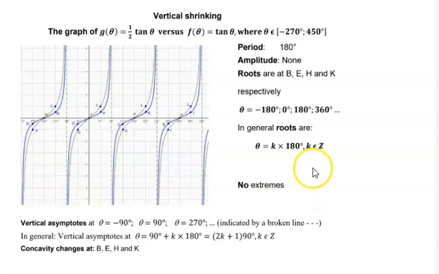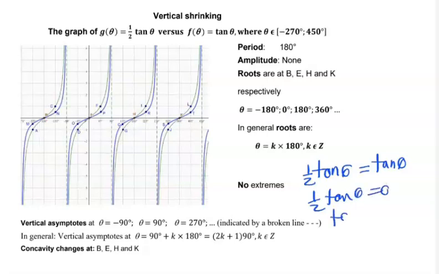I just want to quickly show you where the tan graph and the half tan graph will intercept. So let us see. If I look at half tan theta and I equate it to tan theta, it will reduce to half tan theta equal to 0, or tan theta equal to 0. And that is where we get the roots. So the roots are at the same place, but there are no other values where these two graphs will ever intersect each other.